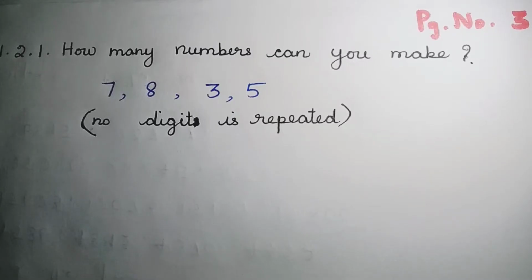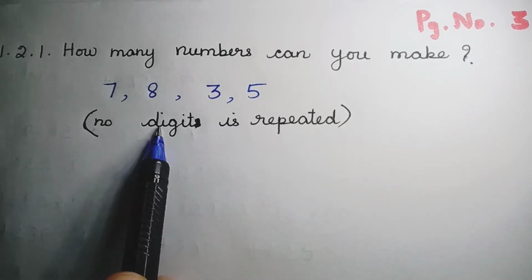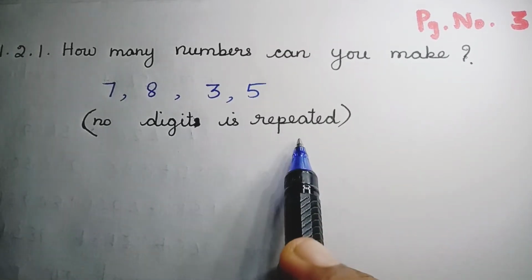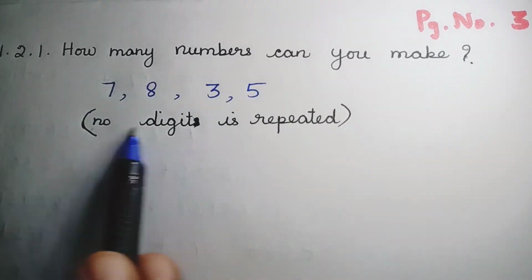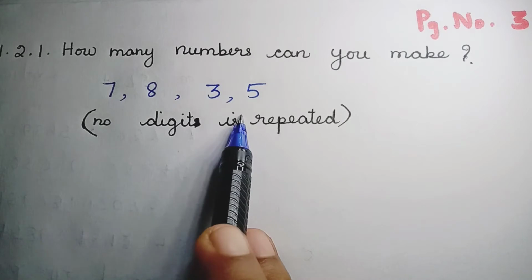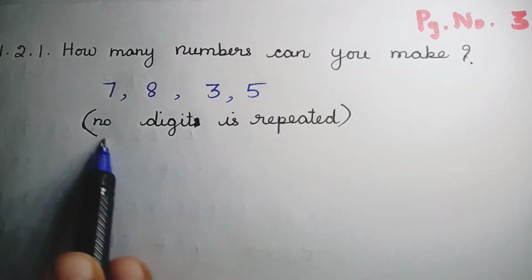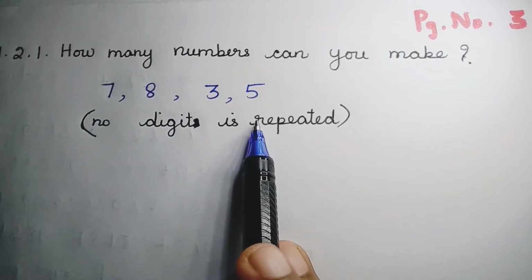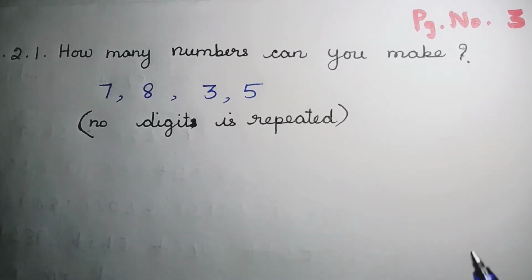So the next topic in your chapter is how many numbers can you make? You are given four digits and asked to find out how many numbers you can make. The condition is that no digits can be repeated. So no repetition of digits, but we have to check how many possibilities of numbers can be made using these four digits. I will tell you how to do this.